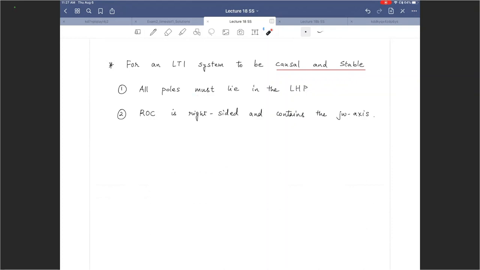The second one is the region of convergence has to be right-sided and it should contain the j omega axis. Why is that? Because we have said causal behavior. For causal signals, you have an impulse response that starts at 0 and moves right. So it's a right-sided signal for the impulse response, which means our region of convergence is going to be right-sided. But because we have poles in the left half plane, the region of convergence is going to contain the j omega axis.